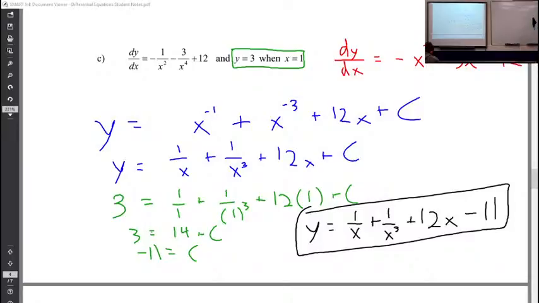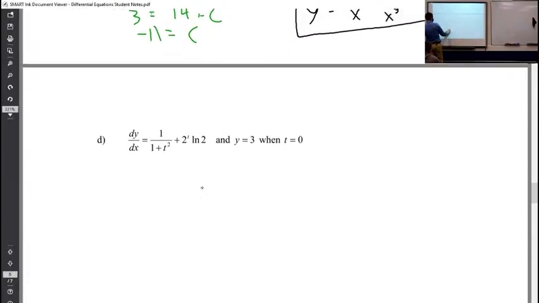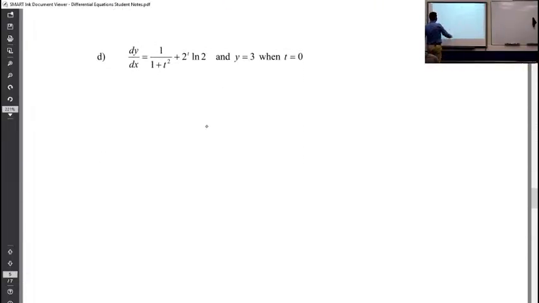Questions on that? All right, let's do a couple more. A couple of you had trouble picking out what these antiderivatives were. So now we'll see what it comes out to be.